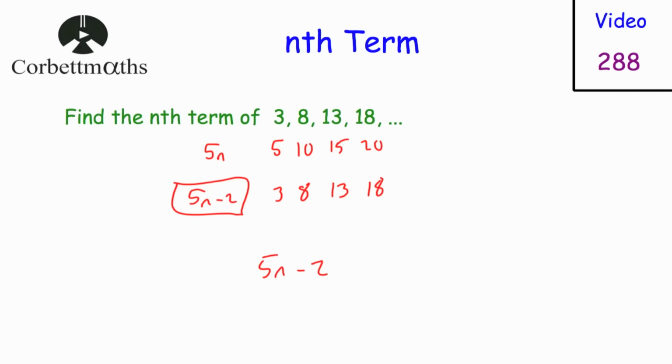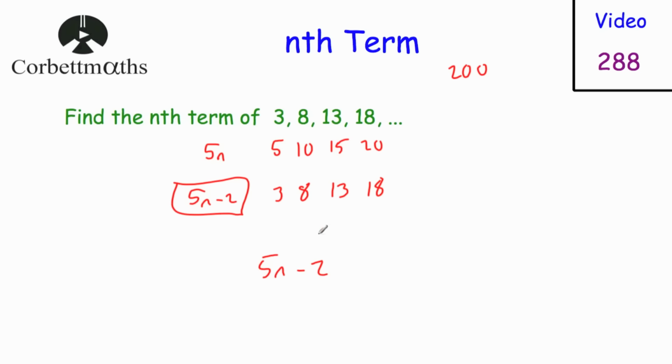Another reason why the nth term is quite useful is we can use it to work out if a term is in the sequence or not. So for instance, if somebody came along and said, is 200 in this sequence? Well, first of all, I can tell it's not, because our sequence goes 3, 8, 13, 18, and so on. As you can see, the numbers end in a 3 or an 8. So because 200 ends in a 0, it's not going to be in the sequence.